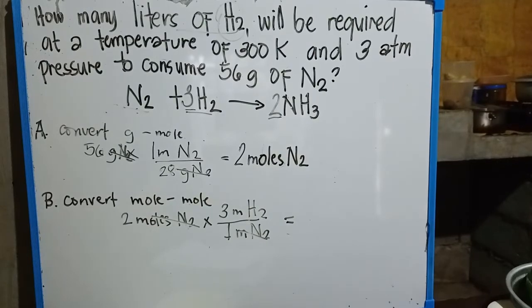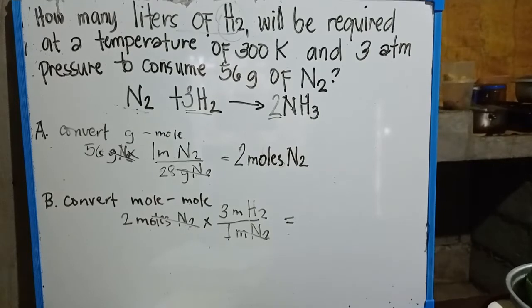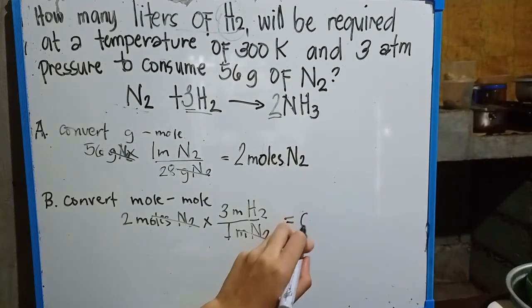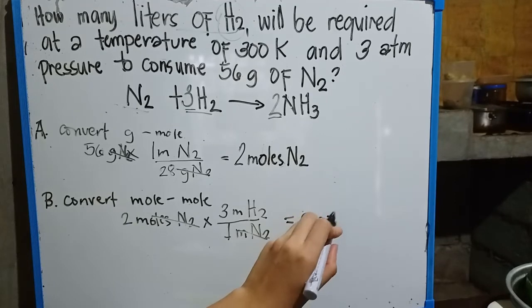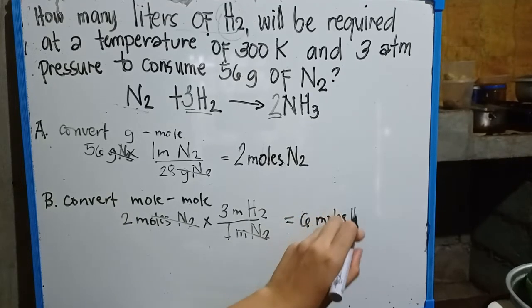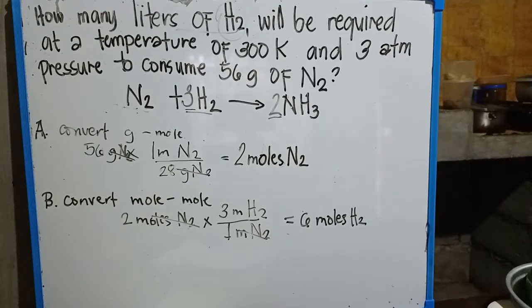So, 2 times 3 is 6. Divide by 1, so it is still 6. So, 6 moles of hydrogen gas. Then we can now proceed to our step 3 or step C. So, convert mole to liter.